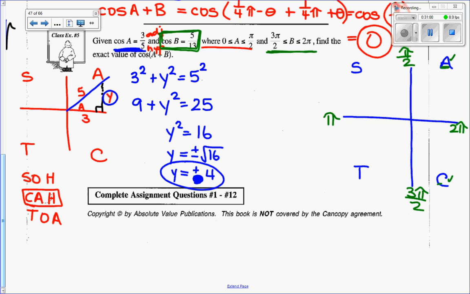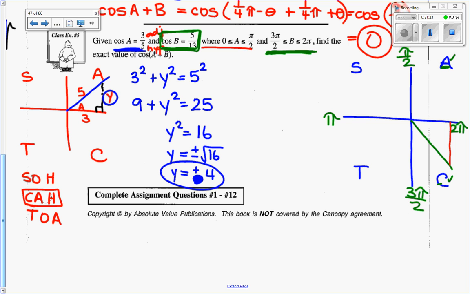Okay, so what this is saying is that angle B, cos B, is between 3 pi over 2 and 2 pi. So it has to be in this quadrant, right there. Even though technically cos could be positive in that quadrant, it's not because of our domain. So again, we're going to make ourselves a right angle triangle.